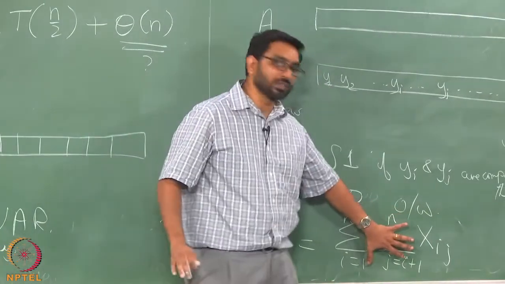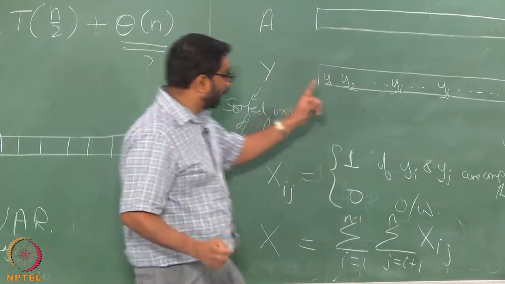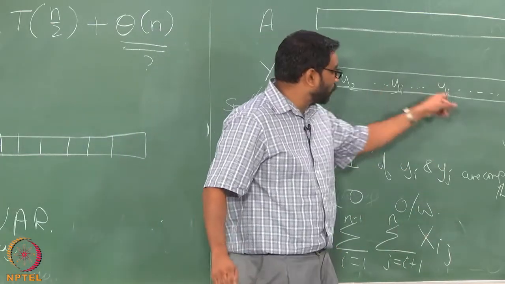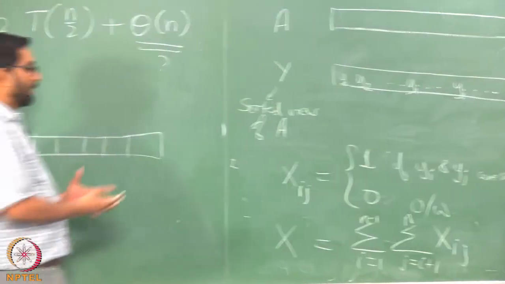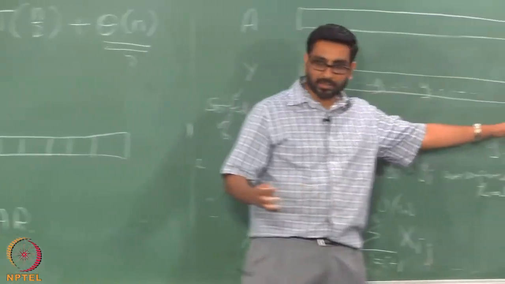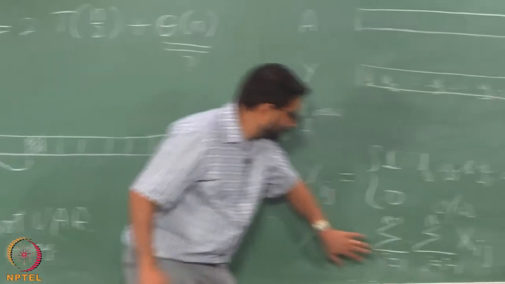For the moment, ignore these two summations. This is Xij. It's going to be a 1 when Yi and Yj are compared, but that's just one comparison. You have to account for every possible comparison. And how do we do that? Well, that's where this double summation comes in.